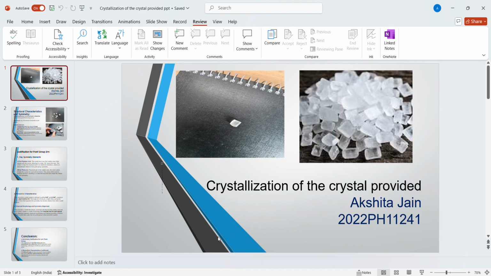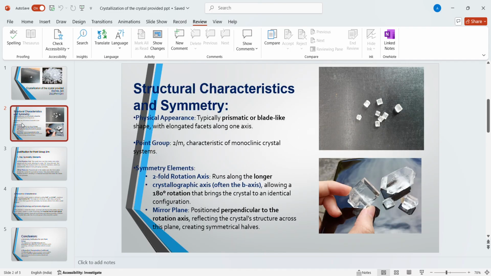To find the point group of this crystal, firstly, we will analyze its structure, its physical properties, its appearance, and all this stuff. We start with the structural characteristics and the symmetry. Firstly, we will look at the physical appearance: typically a prismatic or blade-like shape with elongated faces along one axis. So this is the shape, and we can look at these structures.